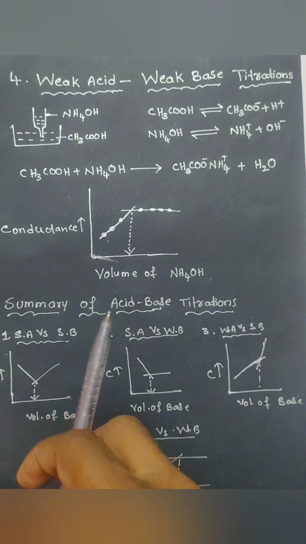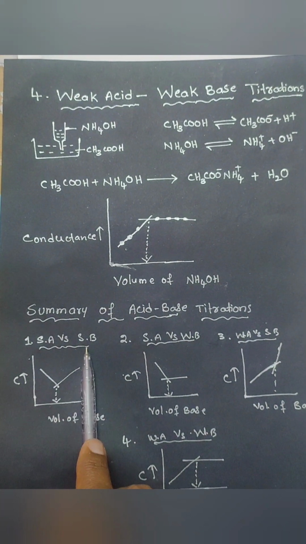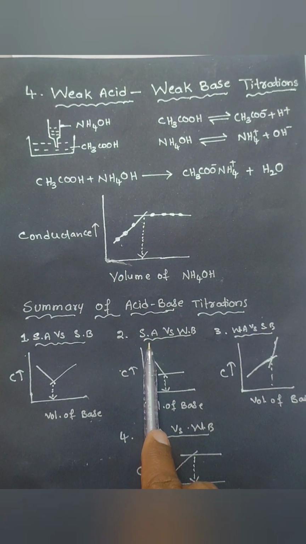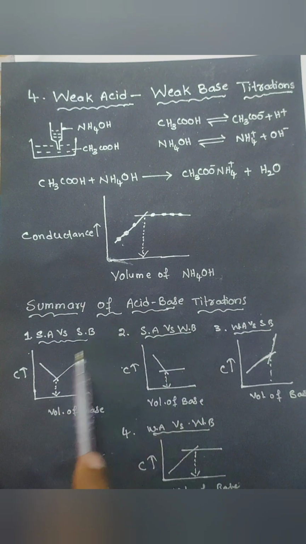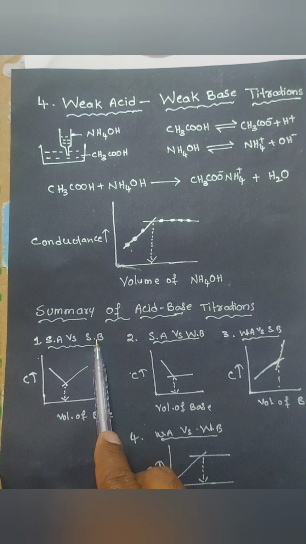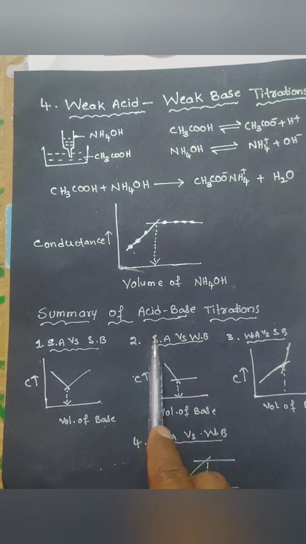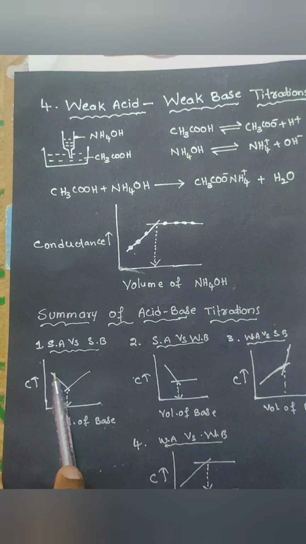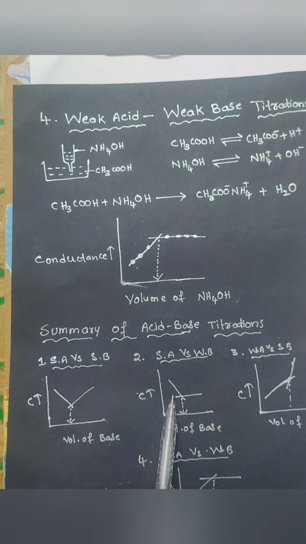Now we take the summary of the acid-base titrations. Look here, strong acid versus strong base titration, strong acid versus weak base titration. Here in both these cases, acid is strong. As a result, what happens? We are adding the base from the burette. So in this type of titration, what happens? The number of H plus ions decreases. As a result, we observe a decrease in the conductance.